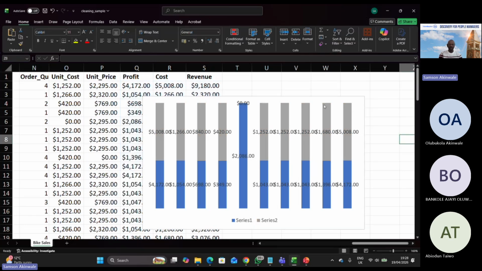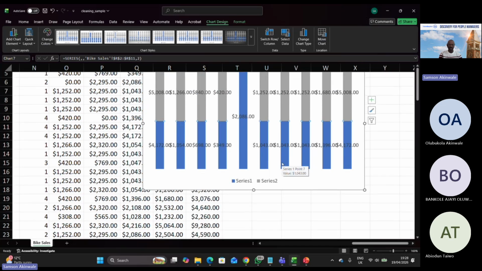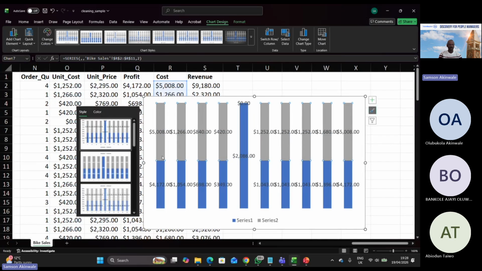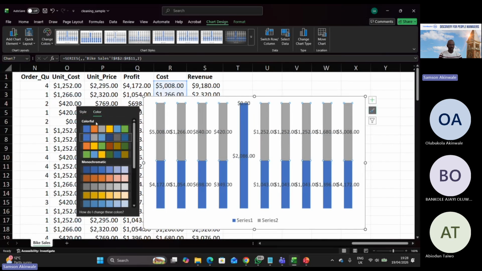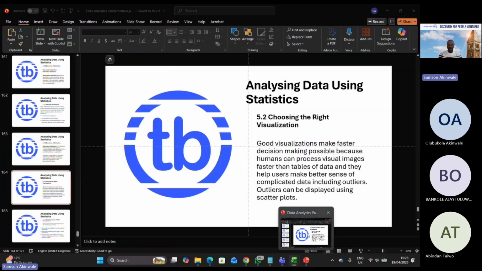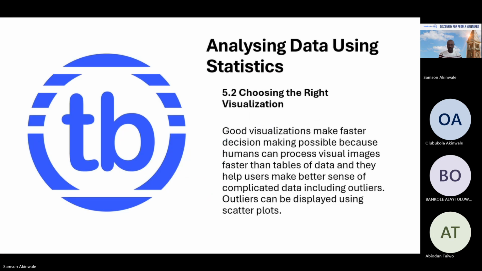So those are the different ways we can work around charts, making them give you the representation of what you actually want and a bit appealing if you want it that way. Okay, for the remaining time, let's just see the lesson again. So, how do you choose a visually appealing chart, or how do you choose the right visualization?